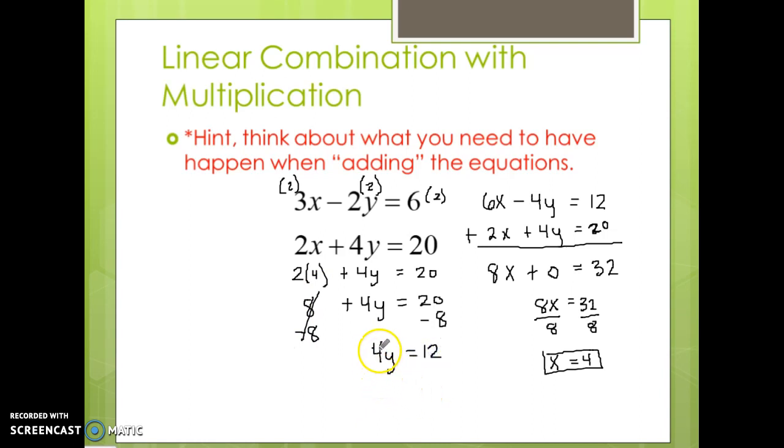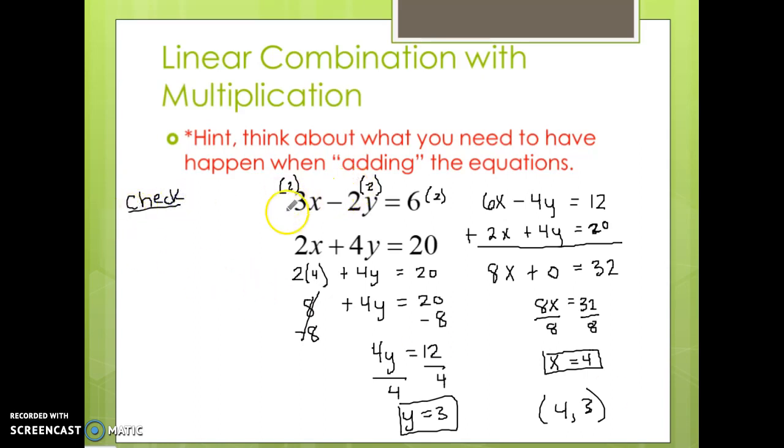And to get y by itself, right now it's showing to multiply by 4, so the opposite of that is to divide by 4, and you get y to equal 3. So this would be the solution for 3. That's the intersecting point where those two equations cross. But again, always check your answer.